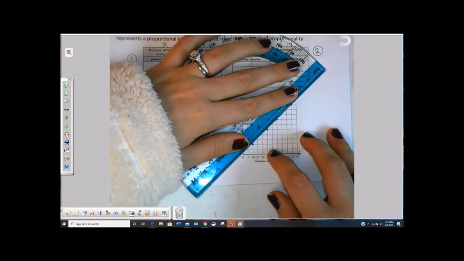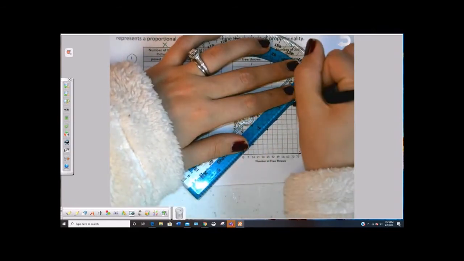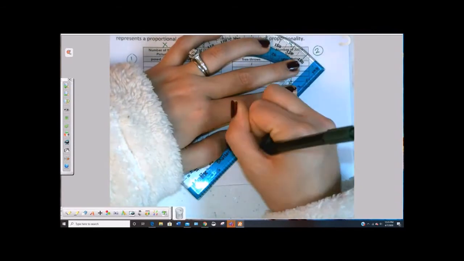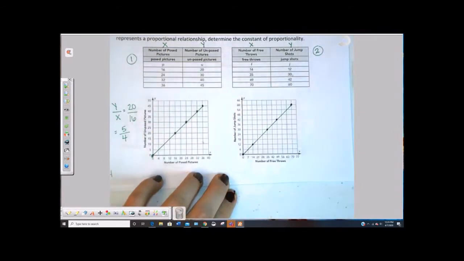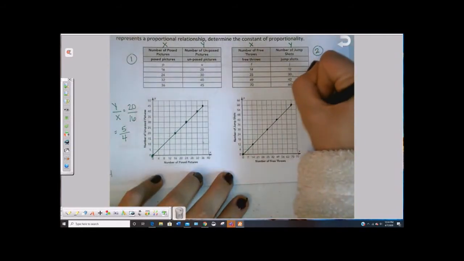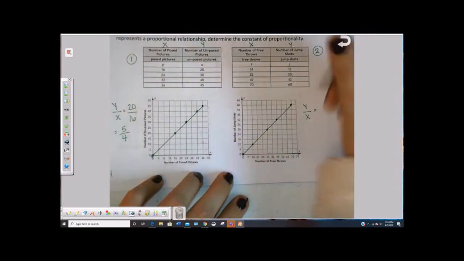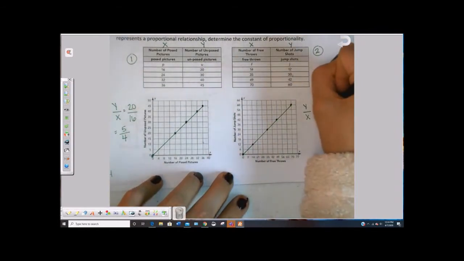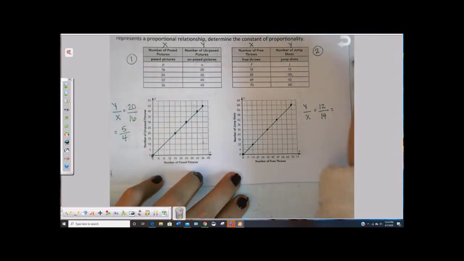Connect those points. And when you connect them, you'll see that it goes straight and it goes to the origin. So this is proportional. So now we find our constant. So y over x, looking at the first point they give us, y is 12, x is 14, and that simplifies to 6 over 7.